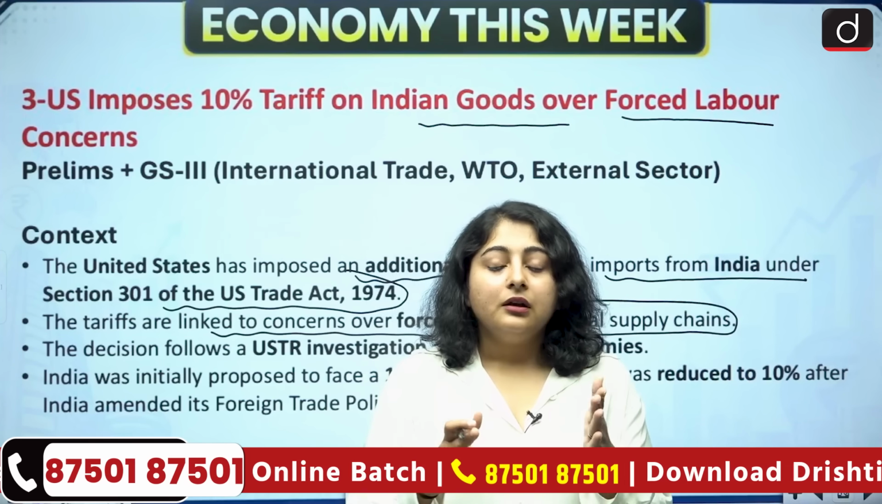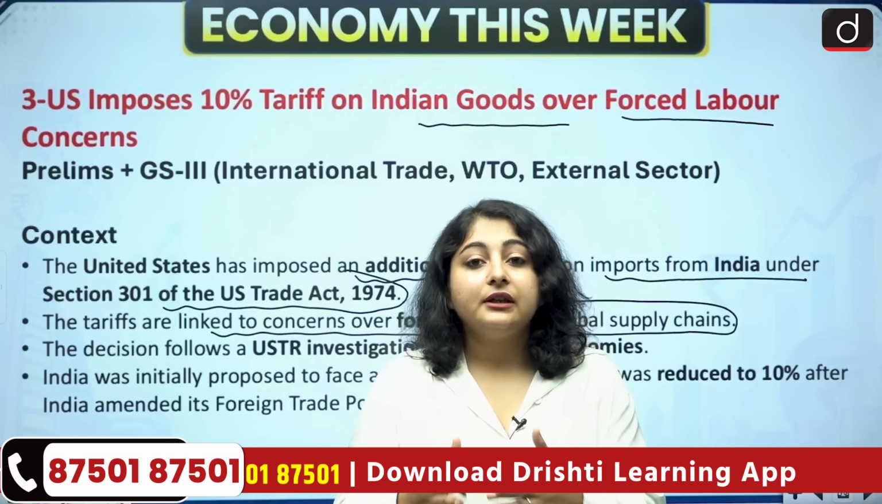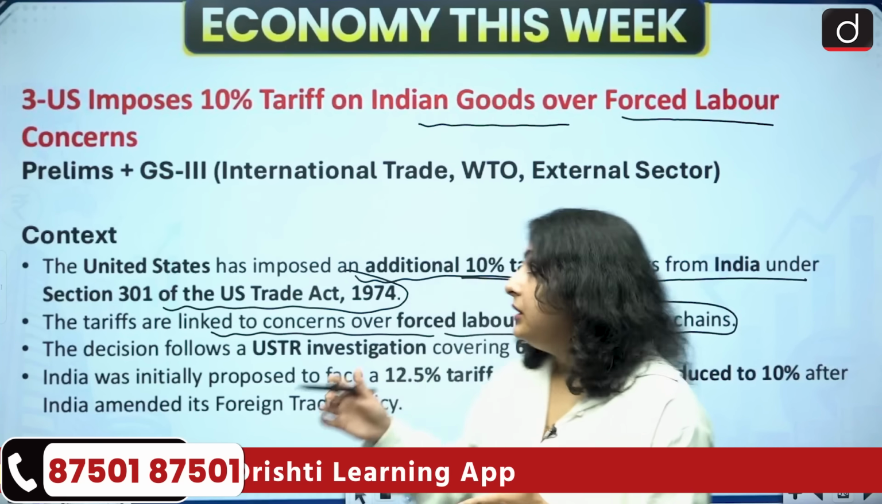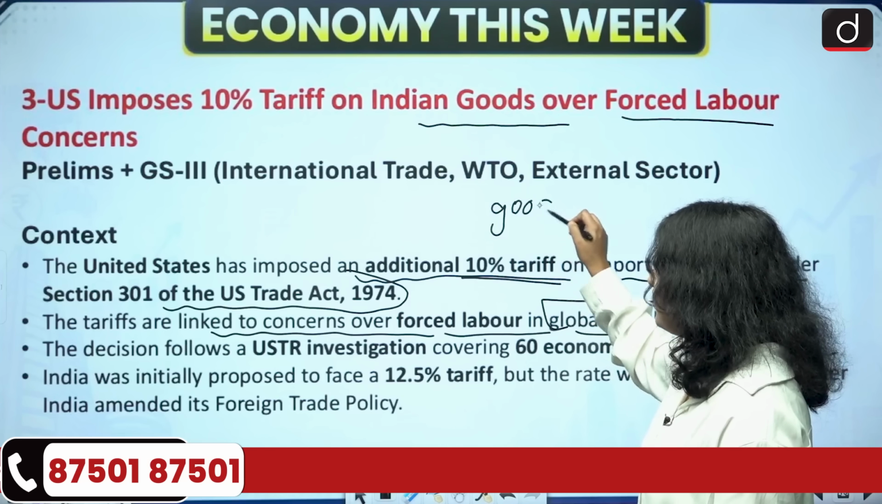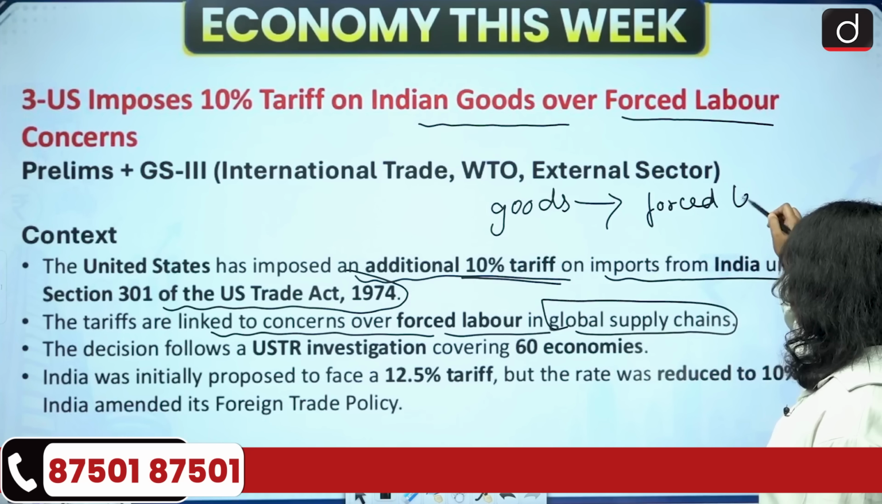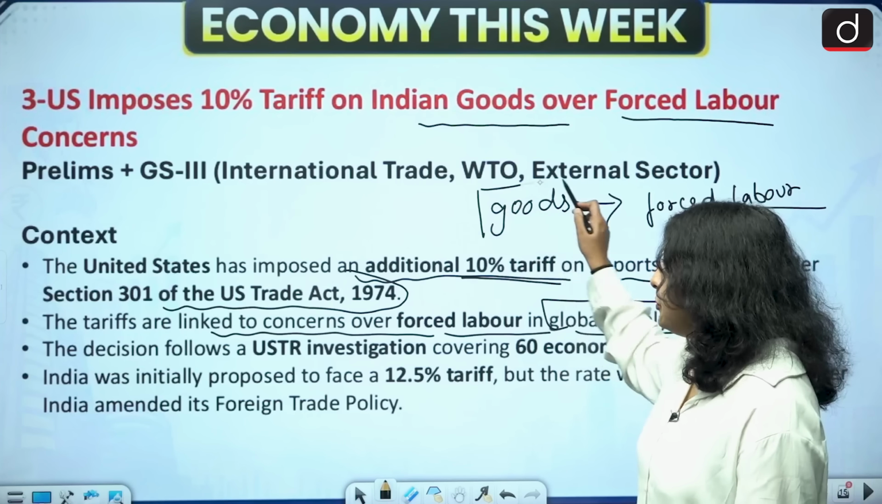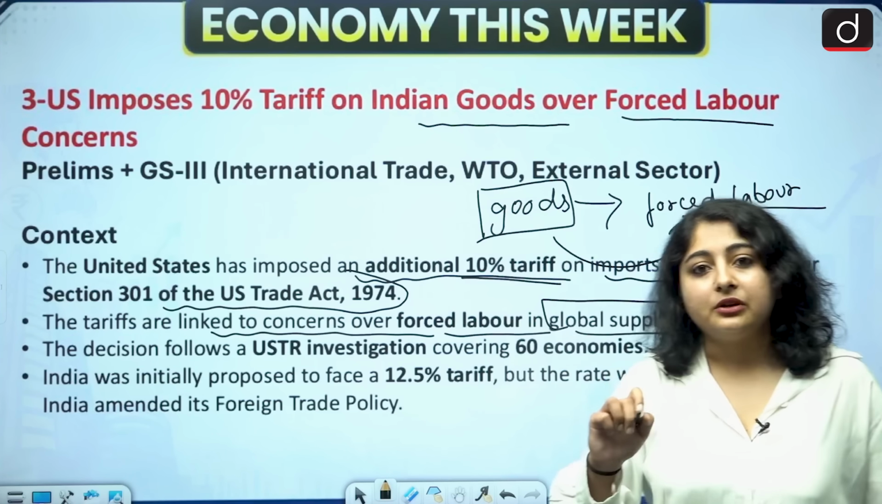See, what does the US want from other countries? The US wants other countries to make trade policies that discourage the trade of those goods which have been manufactured using forced labor. Are you able to understand my point? Okay, goods manufactured using forced labor should not be involved in trade.